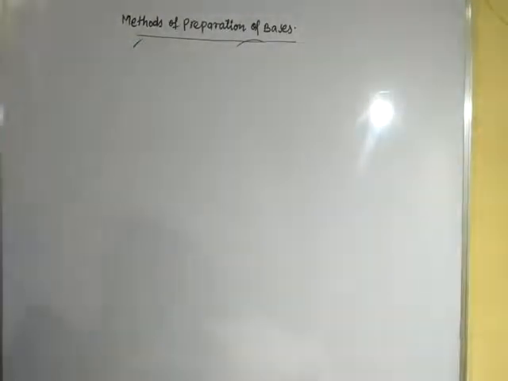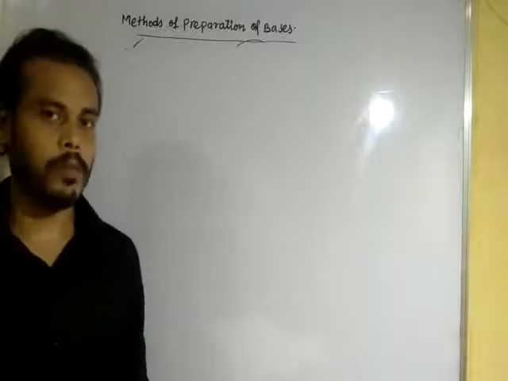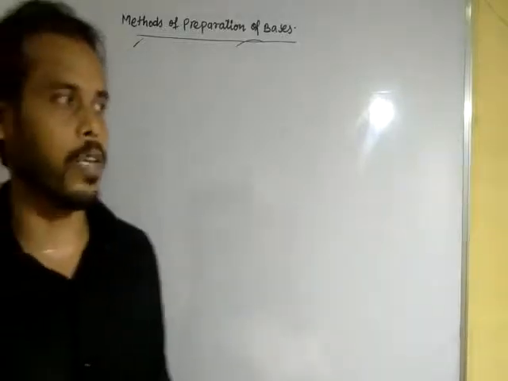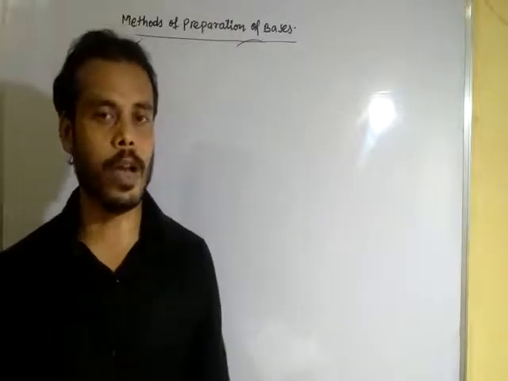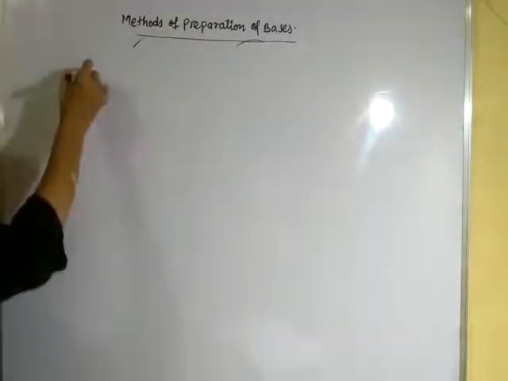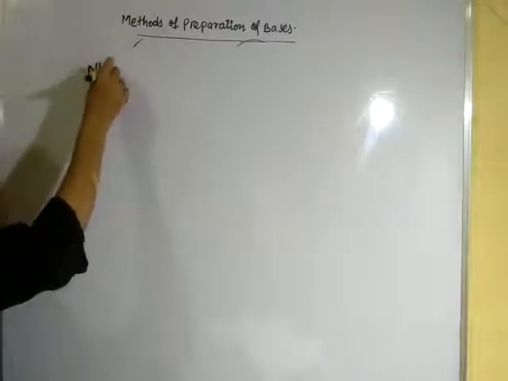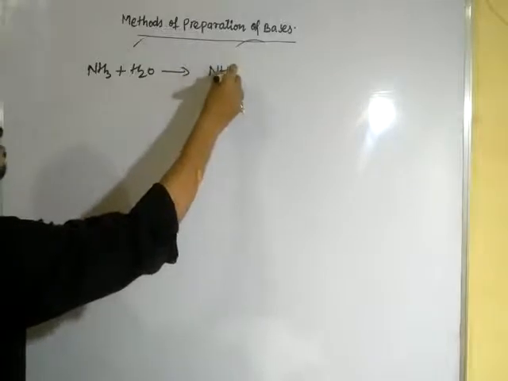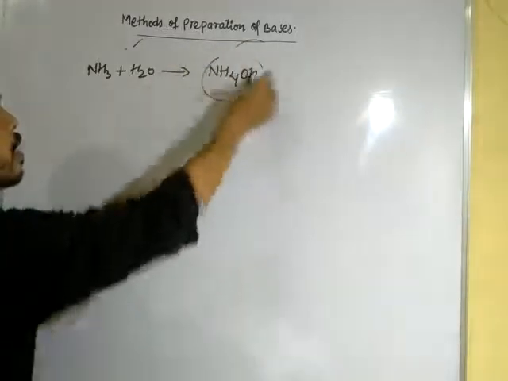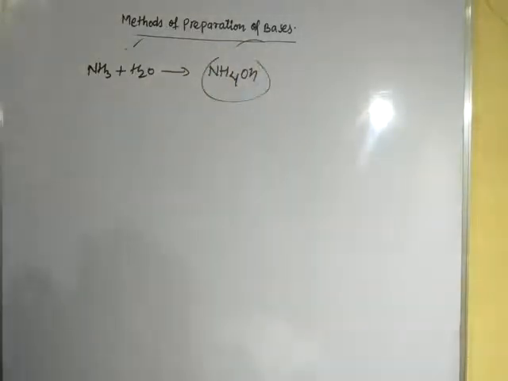Hello, dear student. Next one is how will you form ammonium hydroxide, because ammonium hydroxide is also known as a base. So when ammonia is dissolved in water, it forms ammonium hydroxide NH4OH, and this is known as a base. Clear, dear student? Okay, this is another example of this.